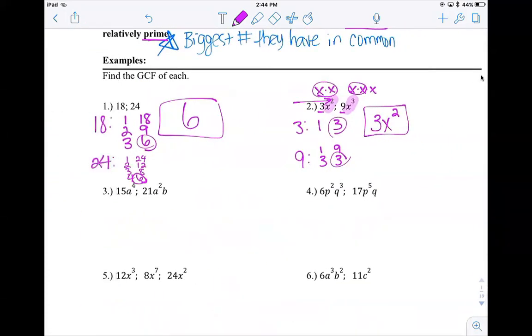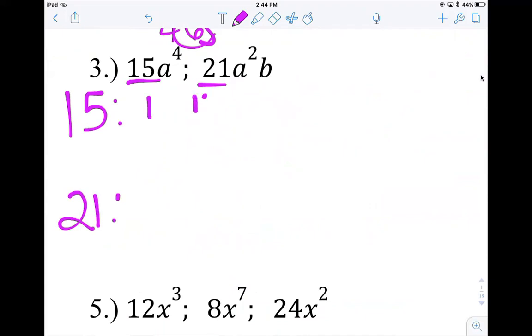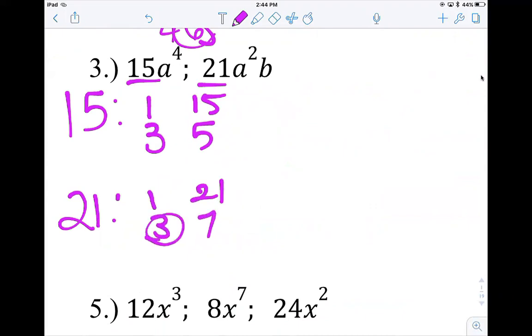Let's take a look at number 3. I'm just going to focus on my numbers here, 15 and 21. For 15, I can do 1 and 15, 3 and 5, that's it. For 21, I have 1 and 21, 3 and 7. So 3 is going to be part of my GCF.